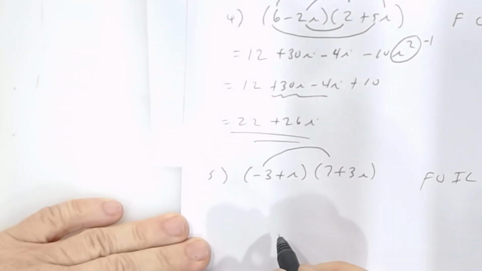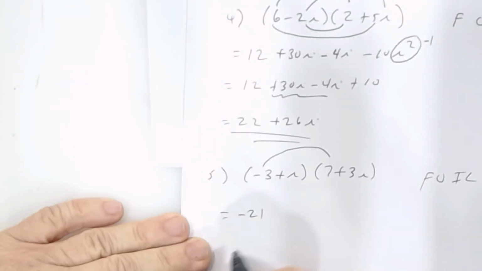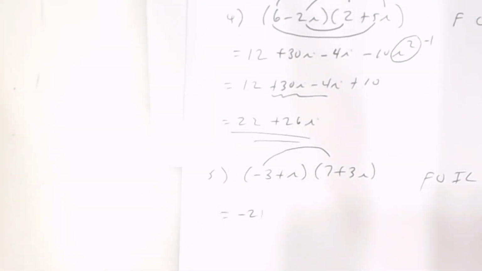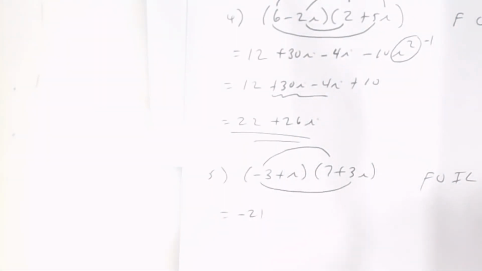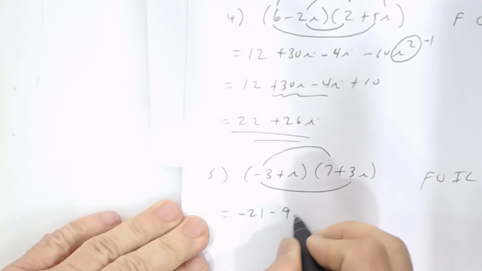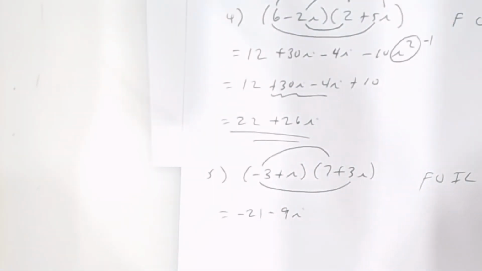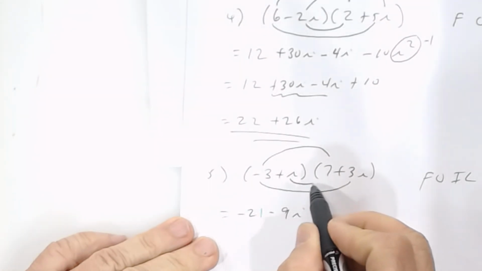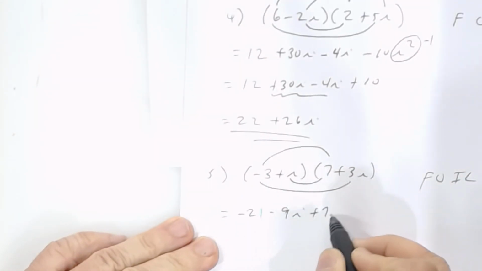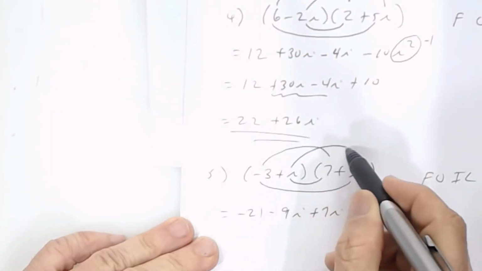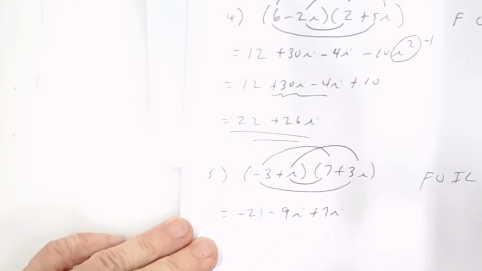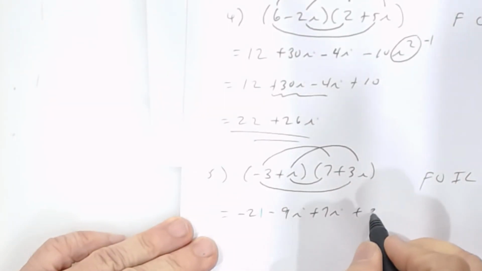Negative 3 times 7 is negative 21. What two terms are you going to multiply together to get the outer? Negative 3 and 3i. What do I get when I multiply them? Negative 9i. What two terms are you going to multiply together to get the inner? What do you get? 7i. What two terms are you going to multiply together to get the last? i and 3i. What do I get when I multiply them? 3i squared.